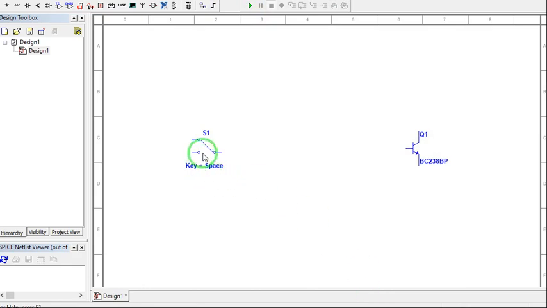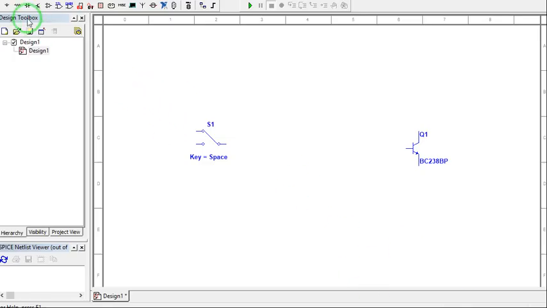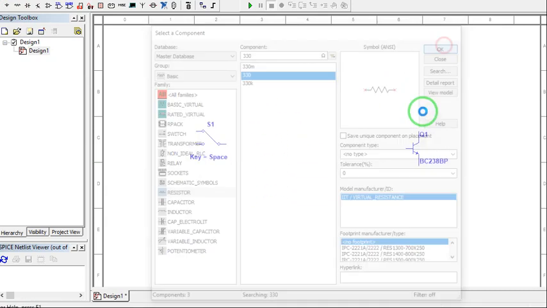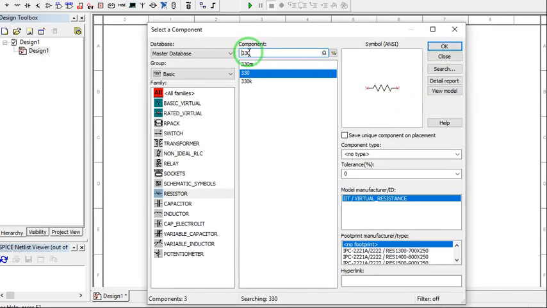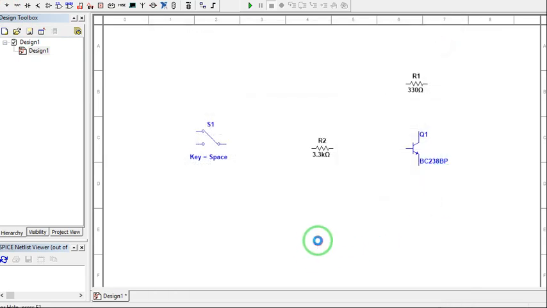Okay. Then let's get a 3.3K and 330 ohms resistor. This is 330 ohms here, and let's get 3.3K. Get our VCC. Okay, let's put it here. Then let us rotate this one 90 degrees.